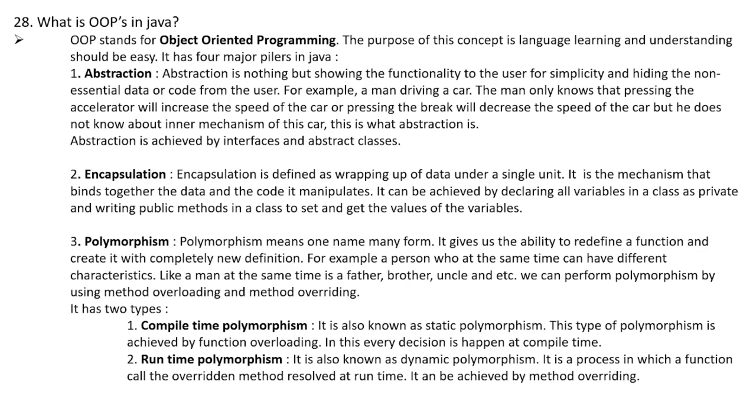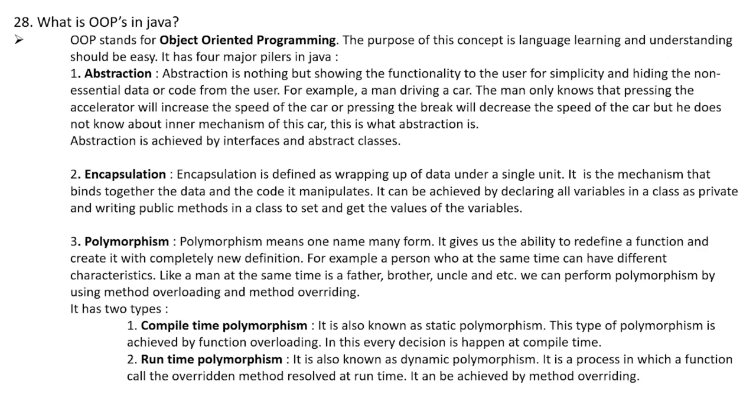Abstraction is achieved by interfaces and abstract classes. Second, encapsulation. Encapsulation is defined as wrapping up of data under a single unit. It is the mechanism that binds together the data and the code it manipulates. It can be achieved by declaring all variables in a class as private and writing public methods in a class to set and get the values of the variables.